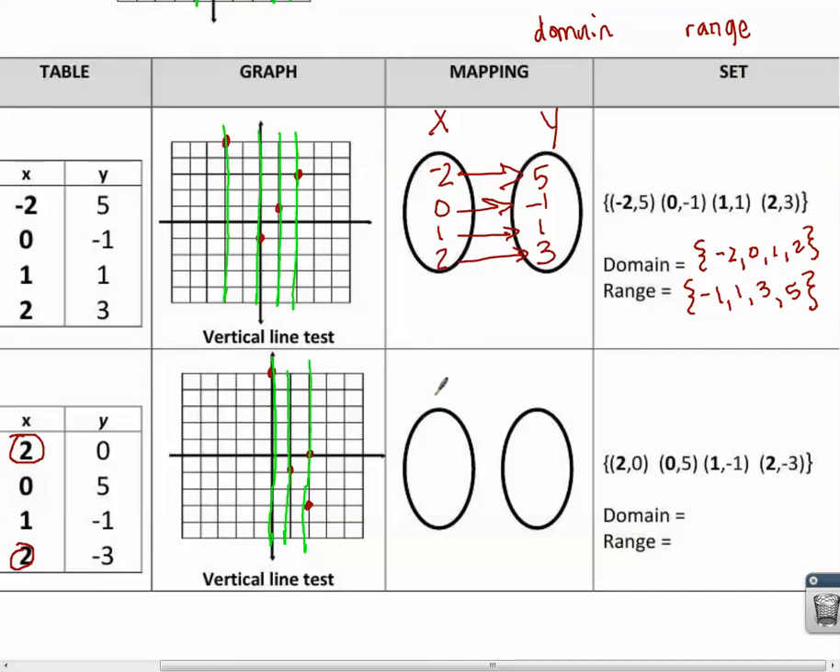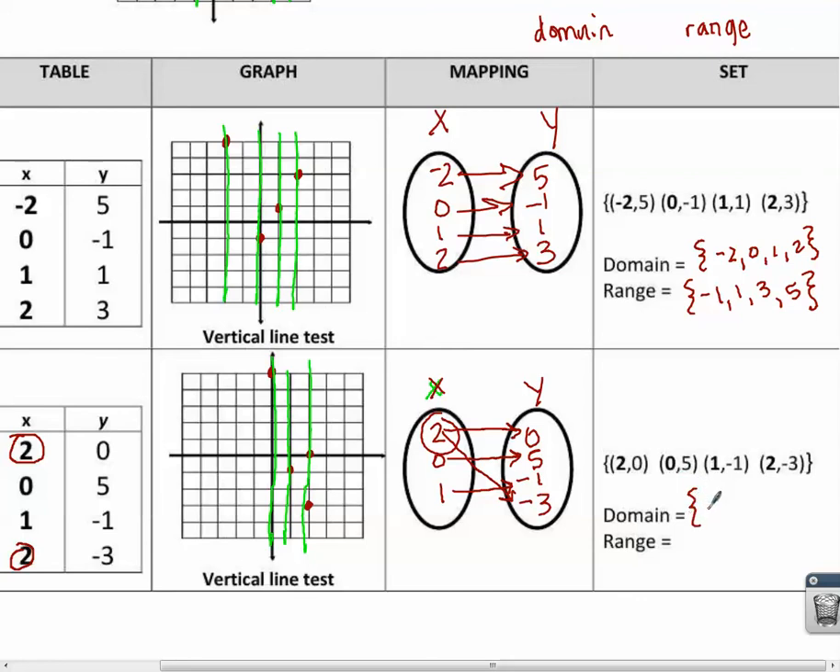So when I go to map it, I have my x's and my y's, and I list them out, 2, 0, 1. Remember, because I have multiple of the same, I do not have to write it twice. 2 goes to 0, and also 2 goes to -3. So you can see how I branched off of that same 2. And that also shows that it's not going to be a function because my x repeats.